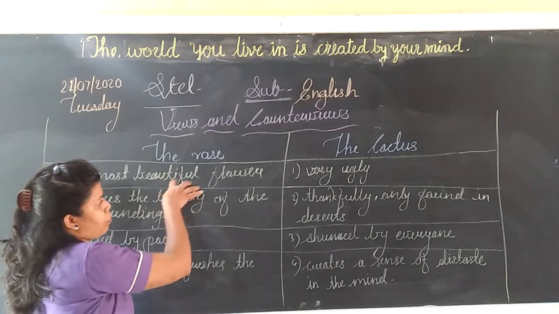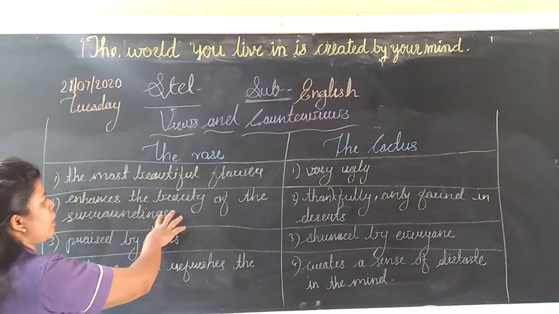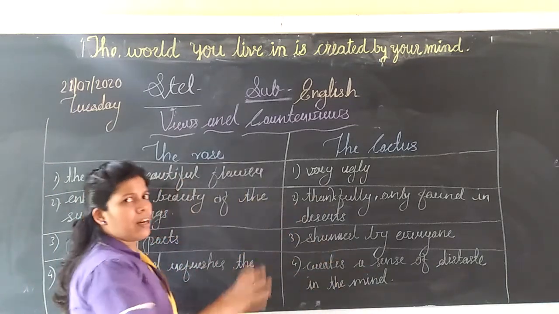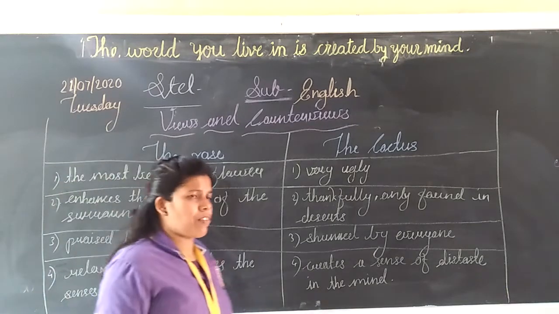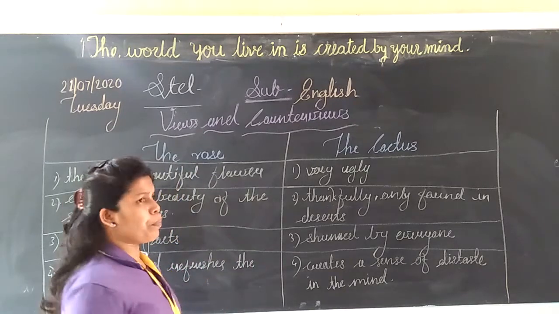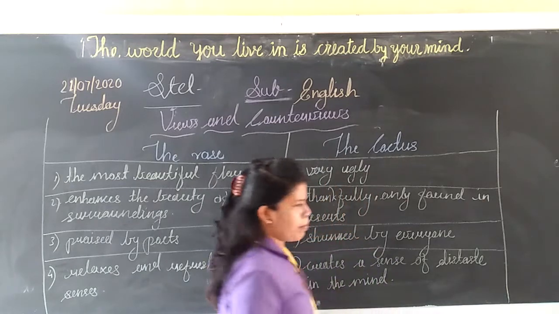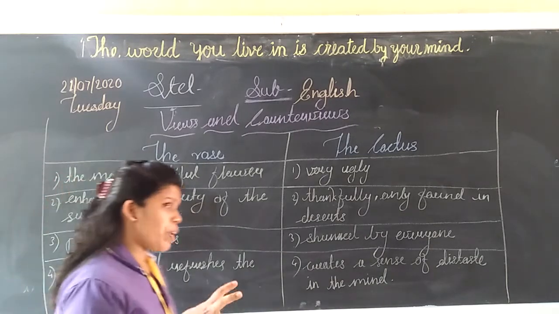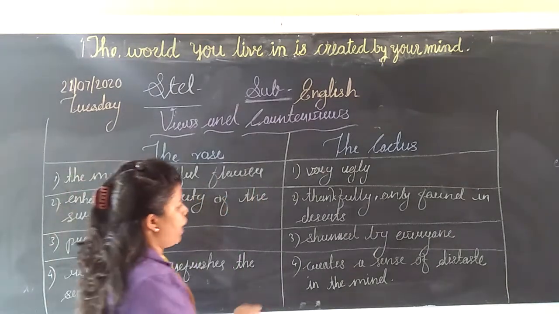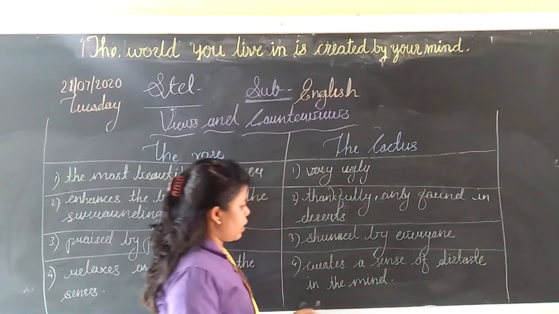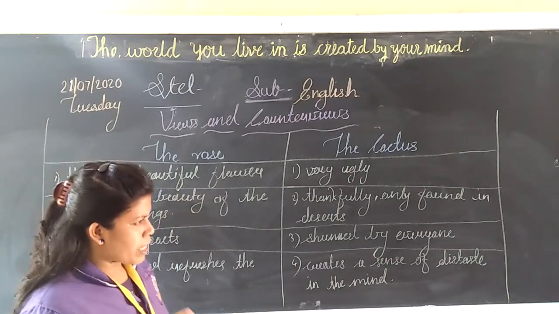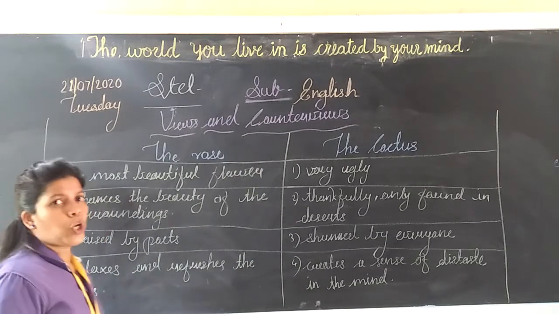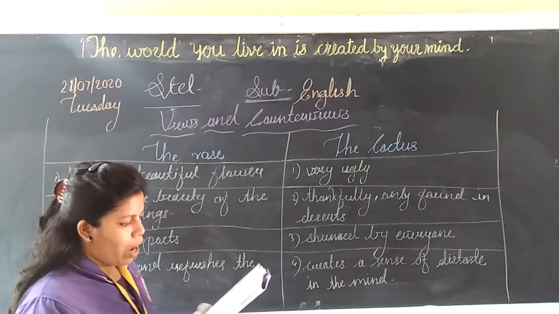Now, the first point: the rose is a beautiful flower, the cactus is very ugly. Second point: because of the beauty of the flower, the surroundings are fully enhanced, while this plant you mostly see in the desert. Third, praised by poets, for flowers, roses, anyone can praise it, while the cactus is neglected by everyone. Fourth, relaxes and refreshes the senses, meaning as soon as we observe it we feel refreshed. The cactus creates a sense of distress in the mind, meaning we do not feel refreshed by it compared to the rose.